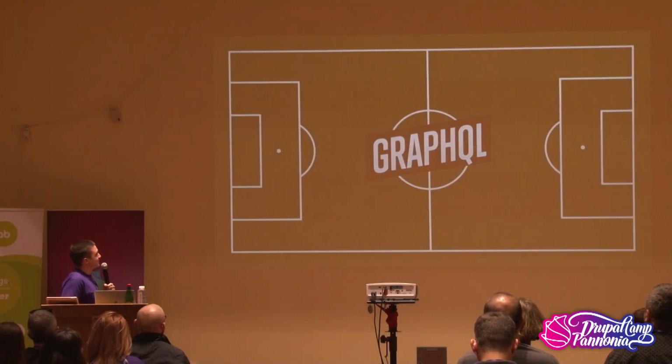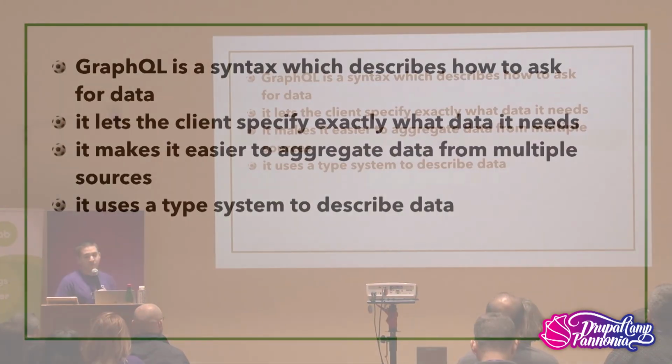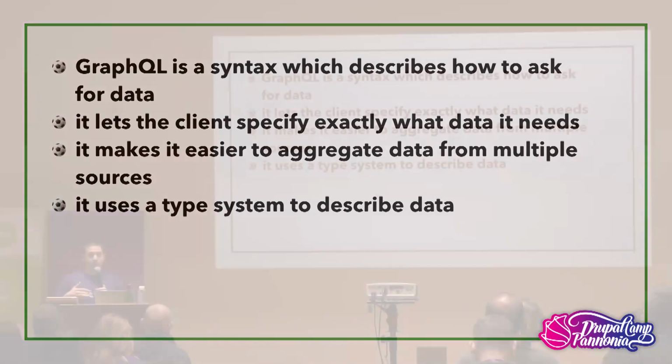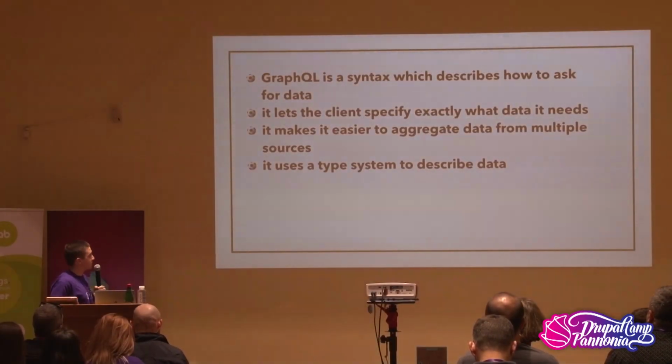And this is my favorite part, which I really enjoy. This is the GraphQL layer of the story. What is GraphQL? GraphQL is basically a syntax which describes how you ask for data. It lets a client specify what data it needs. It makes it easier to aggregate data from multiple sources like Drupal, Redis, or logging. And it uses a type system to describe data.